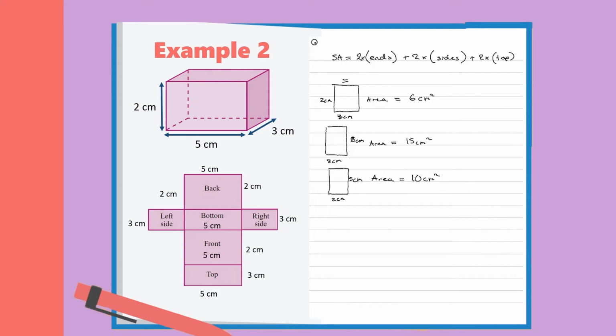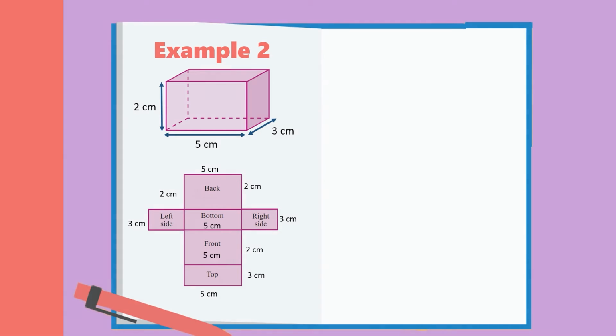Now that we have each one of these dimensions, we can plug them into our general formula for the surface area of a rectangular prism. So the surface area is going to be equal to 2 times 6 for the ends, plus 2 times 15 for the sides, plus 2 times 10 for the top and bottom. And that is equal to 12 plus 30 plus 20, which is equal to 62 centimeters squared.